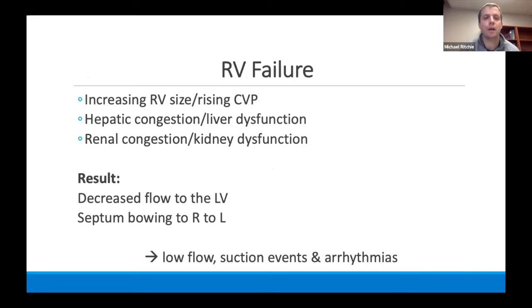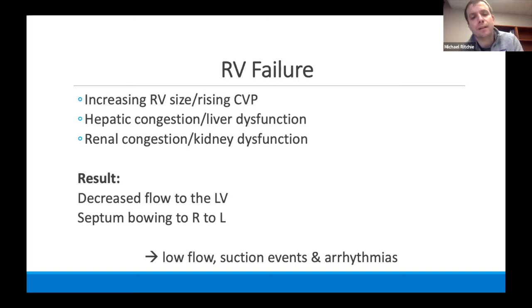So RV failure, I just kind of mentioned, but as the RV fails and continues to worsen, you'll get an increase in RV size. You'll get that rising CVP as there's more and more volume staying in the RV because it can't cross over to the LV. You end up getting tricuspid regurg. The regurg deals with hepatic congestion and liver dysfunction. It also causes renal venous congestion and kidney dysfunction. So you'll start seeing signs of RV failure. You have a super dilated IVC. You have a very dilated RV. You see that the RV is not working.